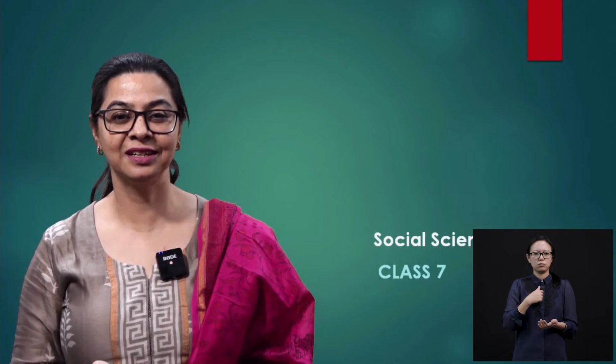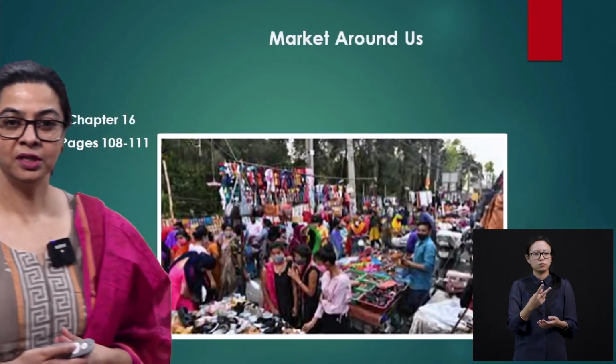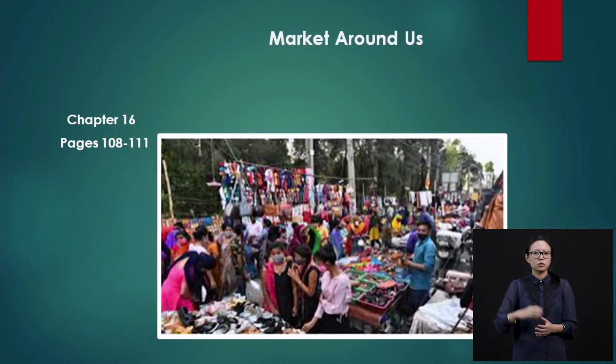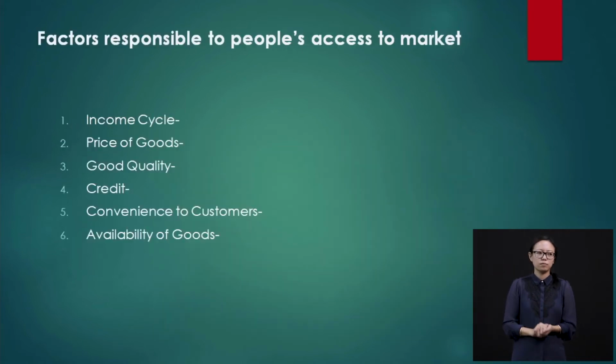So let's start. The chapter is chapter number 16, and that looks really like a Sarojini Nagar market kind of an area. The page number that we have taken is page 108, and we'll finish it on page number 111. That's a busy market scene that you see up on the screen. So please take out your chapter number 16 and page 108. Let's find out what is the first thing that they are going to tell us about: the factors responsible for people's access to market.